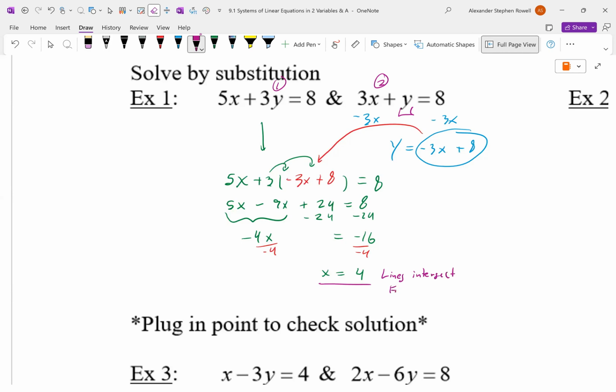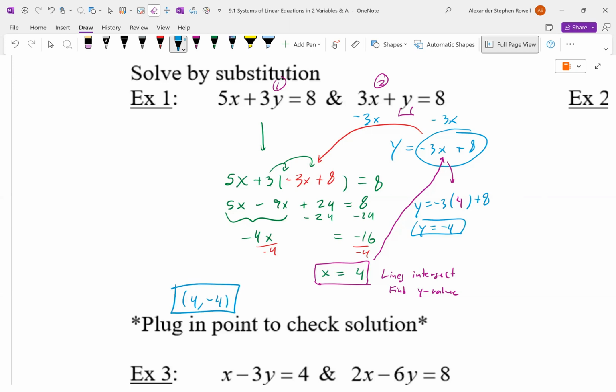So now we need to find the y value where they intersect. How can we find that? Plug in x equals 4 into which equation? Does it matter which equation I plug it into? No, because this point is on both lines where they intersect. This one looks easiest. y equals negative 3x plus 8. Let's go ahead and plug in 4. And we get y is equal to negative 4. So my answer is (4, negative 4).